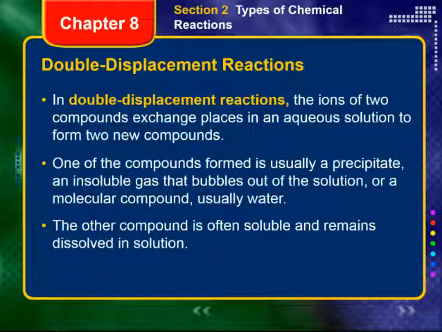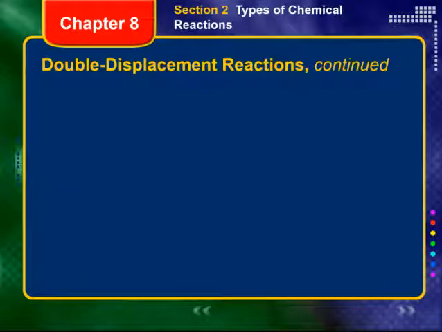Now, one of the compounds that's going to be formed is usually a precipitate, an insoluble gas that bubbles out of solution, or a molecular compound, for example, water. Usually, not all the time, but usually you'll see one of those things in a double displacement reaction. The other compound is usually going to be soluble, and remains dissolved in solution.